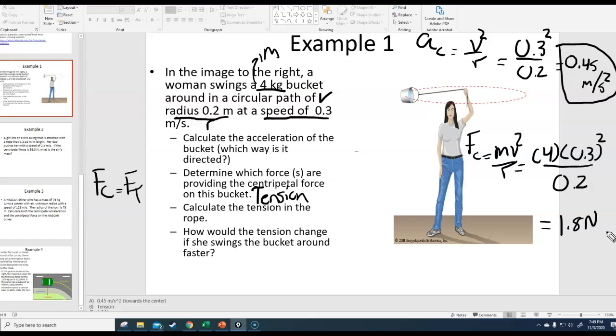And then the last question, how would the tension change as she swings the bucket around faster? That's very easy to see if you look at the equation, mv squared over r. Notice that we are multiplying by speed in the equation. And so if we multiply by a bigger number, that means we would have a bigger force. So if she swings the bucket around faster, that means that v would become bigger. That means the centripetal force would also become bigger, which is probably pretty common sense, but there you go. Okay, that's the answer to example 1.